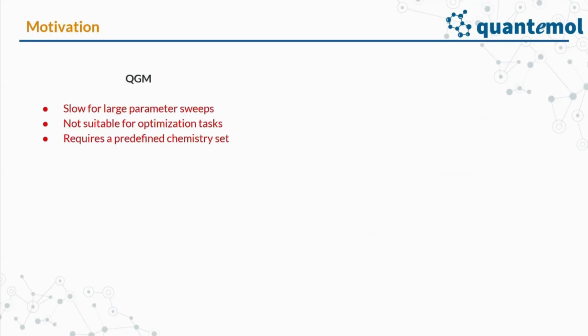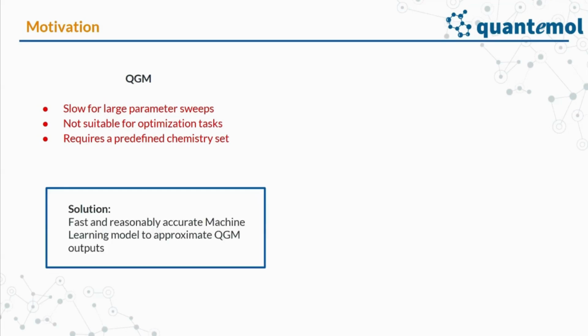But of course, there are drawbacks. While QGM is very fast for a single case, it can still be very time-consuming when performing large parameter sweeps, when varying process conditions or feed gas composition. Additionally, this makes it less suitable for optimization tasks when many evaluations are needed, and additionally, it requires a predefined chemistry set.